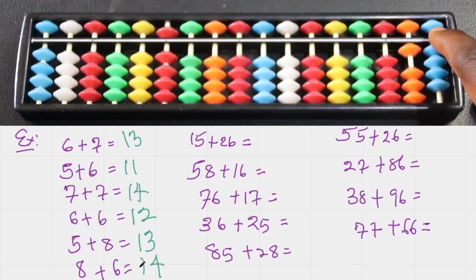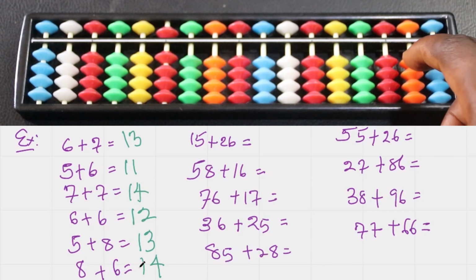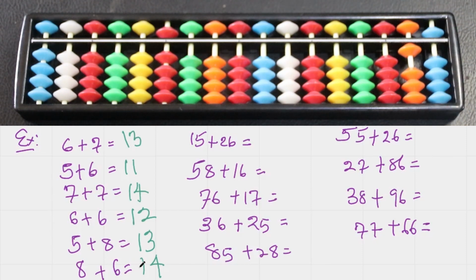15 plus 26. So we want to get to some bigger numbers now. 15, 1 5 plus 2 6. Here we had 2, here we had 6. So we had 2 here, beautiful. You want to add 6 here.